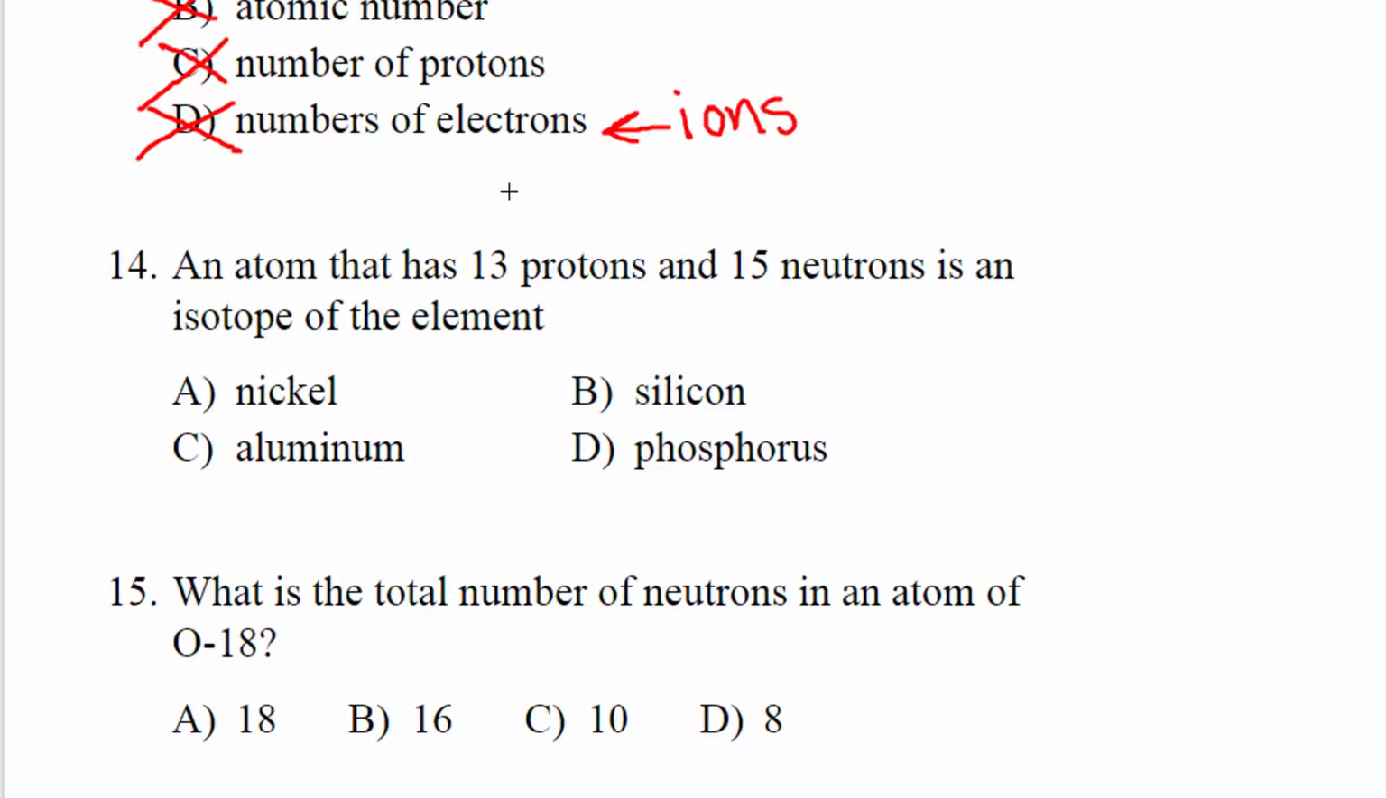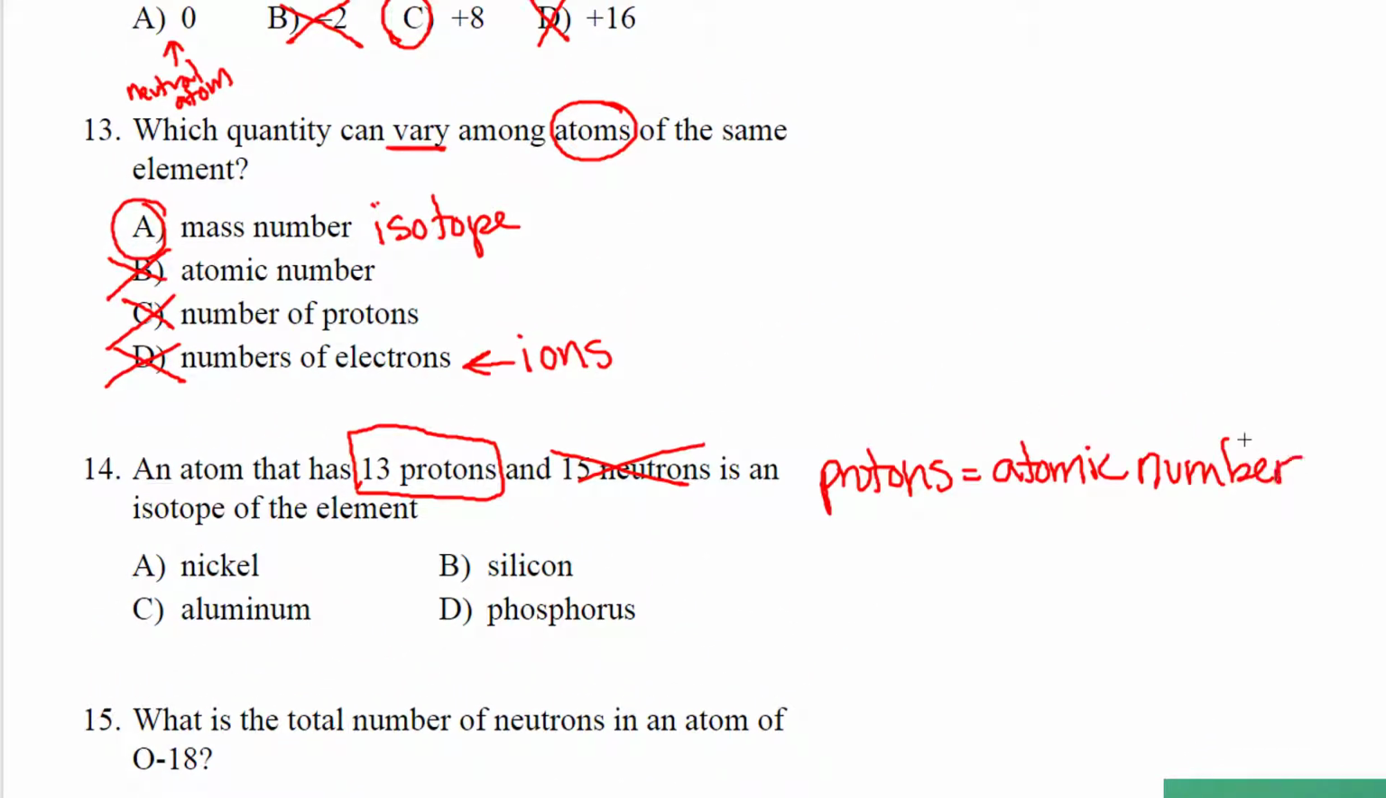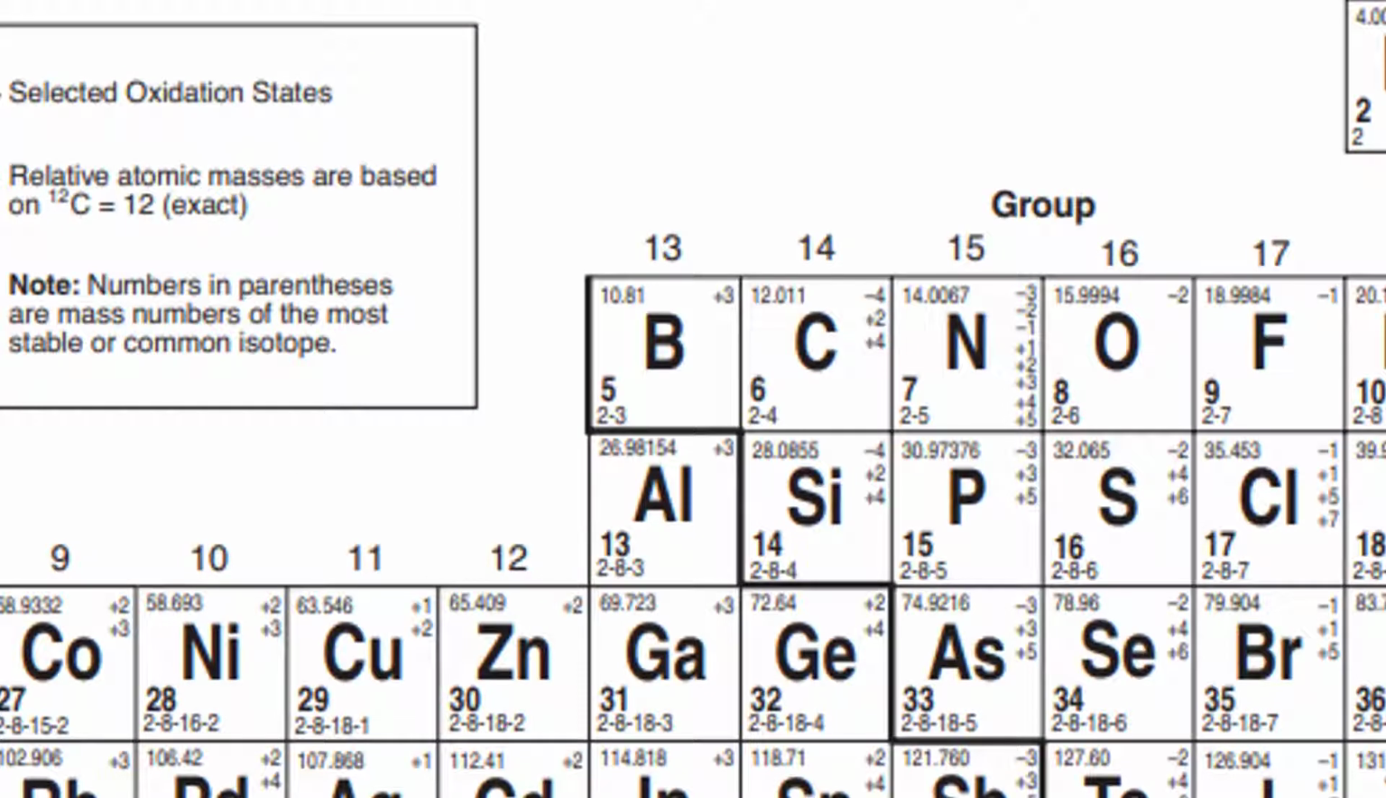Our question 14. An atom that has 13 protons and 15 neutrons is an isotope of what element? So let's look at our choices. Is it A, nickel, B, silicon, C, aluminum, or D, phosphorus? So we're looking for 13 protons and 15 neutrons. The neutrons part, I don't care about. It's the protons that are going to get the business done, because your number of protons is always equal to your atomic number. And your atomic number is your ID number for your element. So we go and look for atomic number 13. You need your periodic table for this. That leads us to aluminum as our one and only answer.